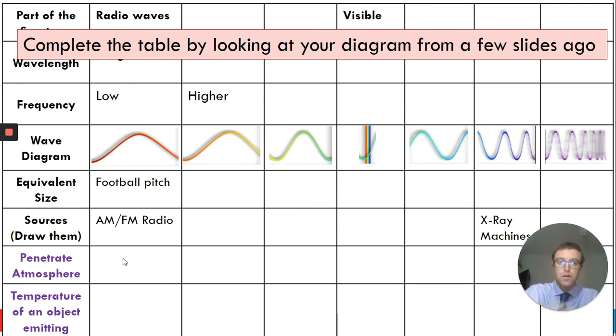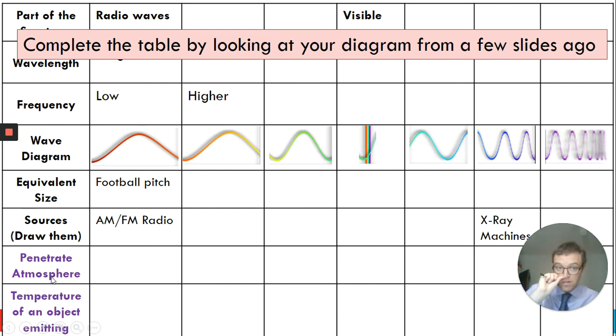Okay, now I want you to have a go at completing this table. So you're going to have to draw this table out, go on to the next full page of your book. You're going to need 1, 2, 3, 4, 5, 6, 7, 8 rows, and 1, 2, 3, 4, 5, 6, 7, 8 columns.